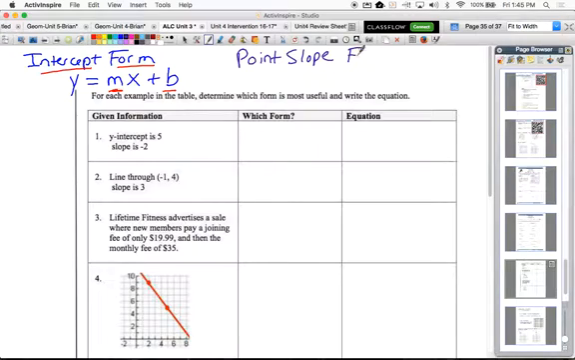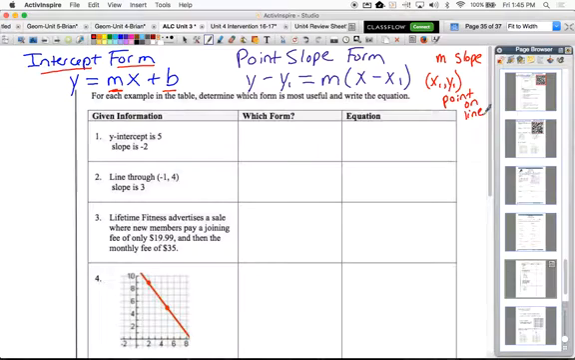Point-slope form. This form uses a point, but instead of using the y-intercept point, it uses a point anywhere on the line, but we also need our slope. So when we plug this in, we get y minus y sub 1 equals m times x minus x sub 1, where m is still the slope, but x1 and y sub 1 are a point on the line, okay? So any point on the line rather than just the y-intercept point.